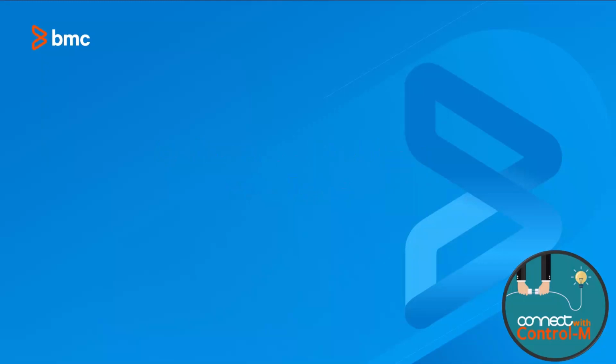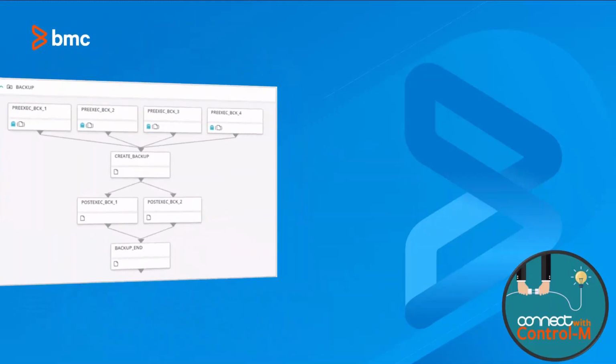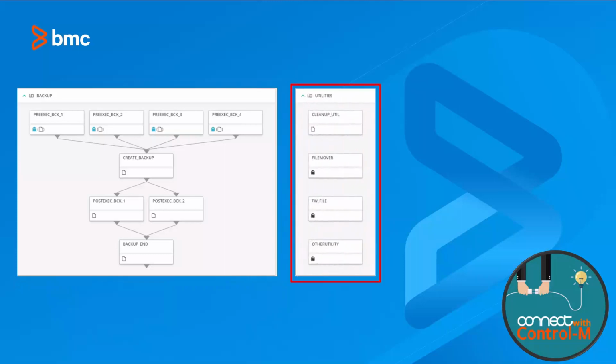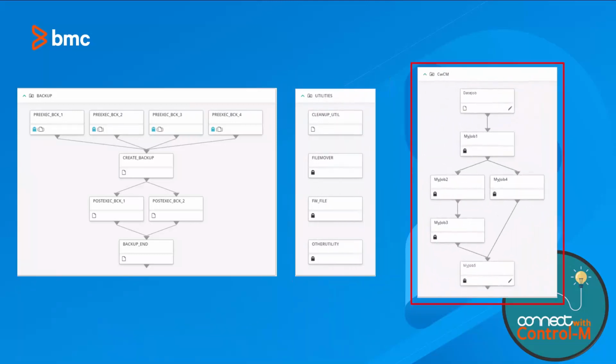Let me show you an example before we dive into the demonstration. Here I have a smart folder called Backup, which runs some backup jobs, and another smart folder called Utilities, with 4 jobs that run different utilities. Now, here we have a smart folder called Connect with Control-M that needs to run every day. Let's say before we run this workflow, we need to do a backup successfully and run a cleanup job afterwards.